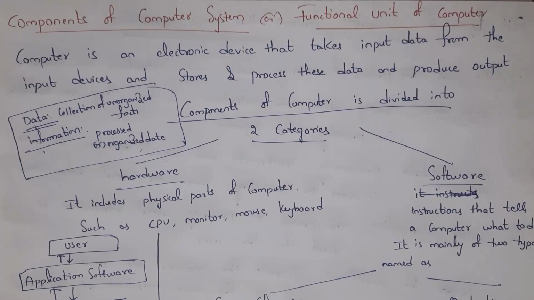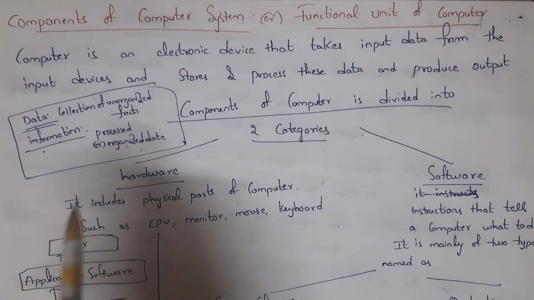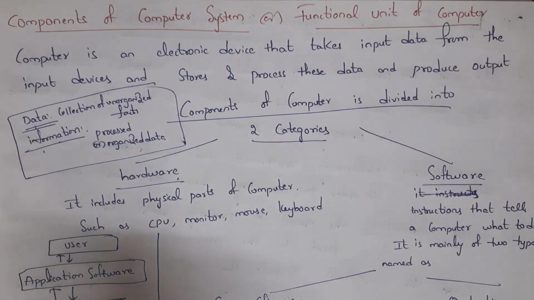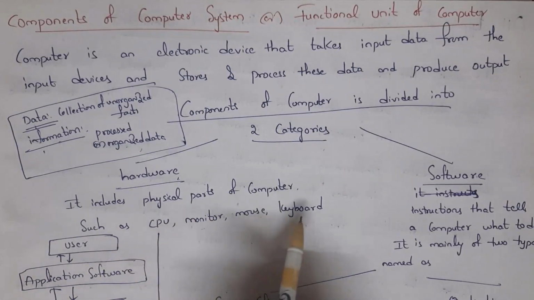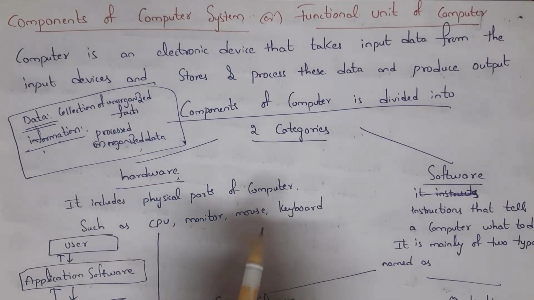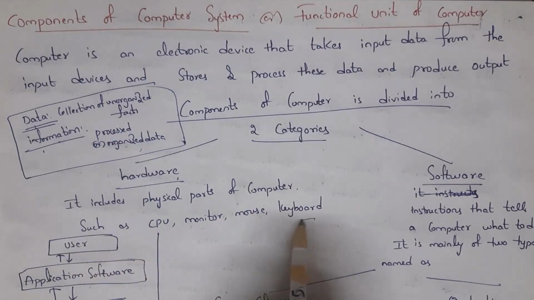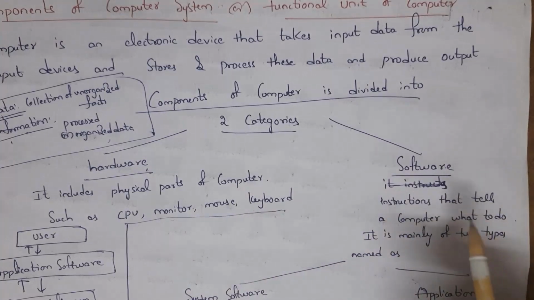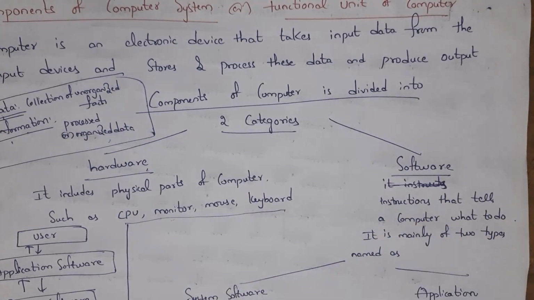Components of computer are divided into two categories. One is hardware and the next one is software. Hardware is the physical parts of computer like CPU, monitor, mouse, keyboard, which we can touch, and these are known as hardware. All these are examples of hardware devices. Next, what is software? Software provides instructions to computer. That is, it tells computer what to do.